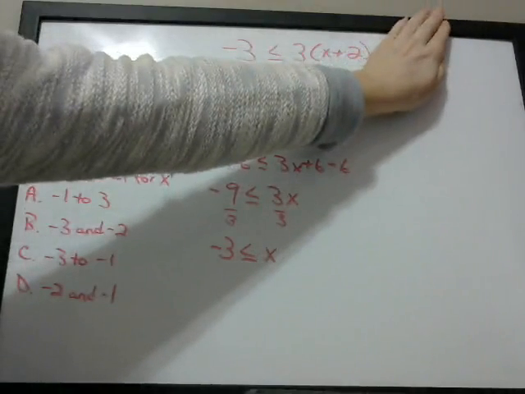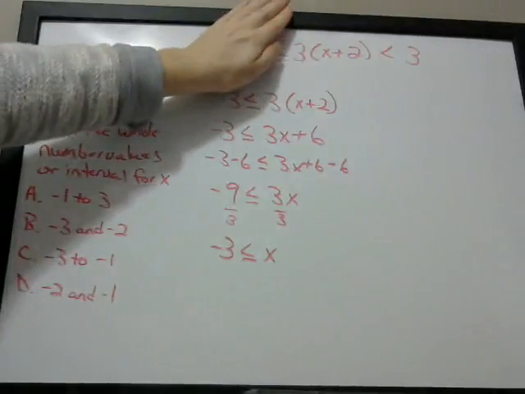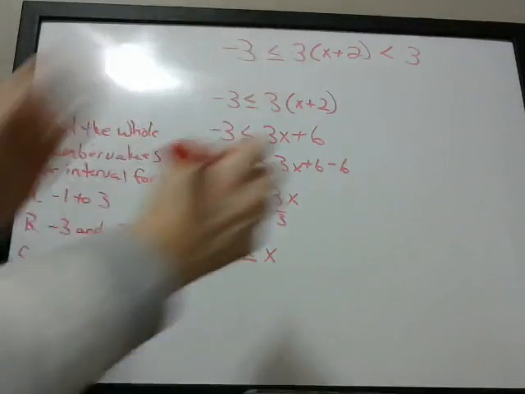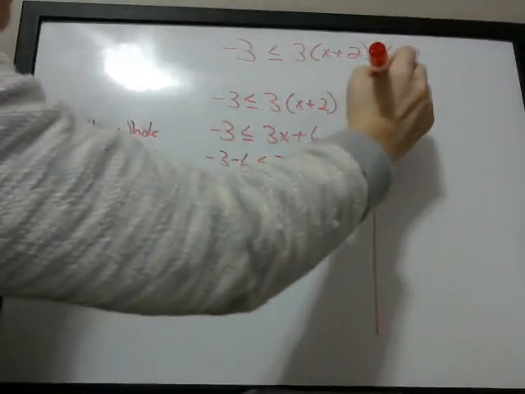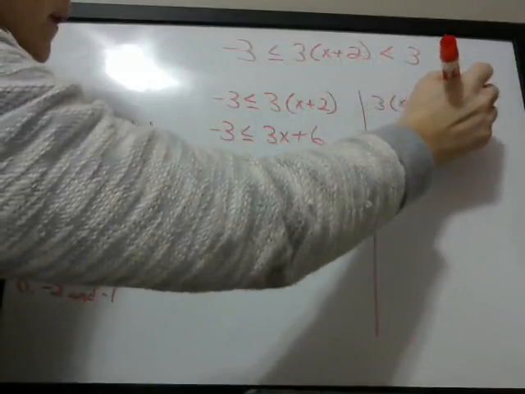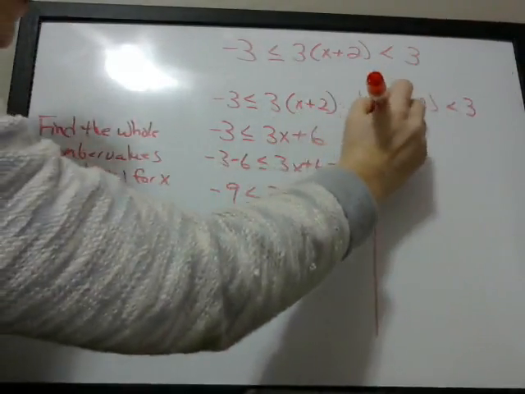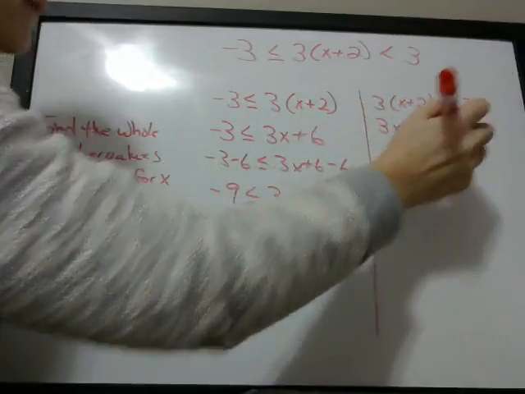That will satisfy that side of the equation, but that's only half of it. Because remember, we also have to satisfy this part of the inequality. So now we're just going to look at this side. And we have 3 times x plus 2 is less than 3. Again, we're going to use the distributive property. 3x plus 6 is less than 3.